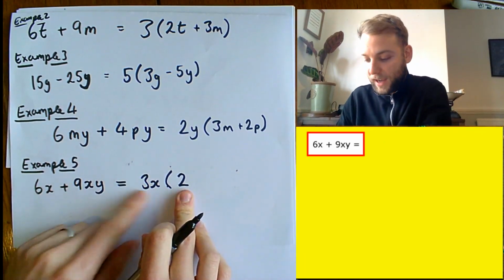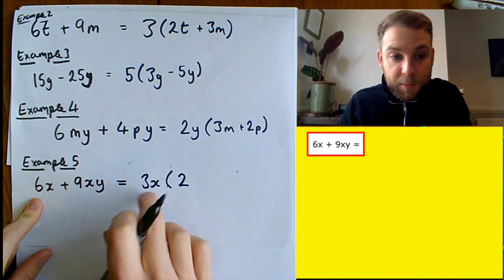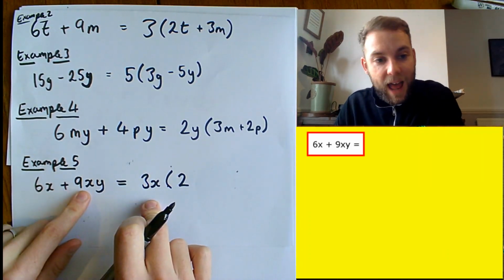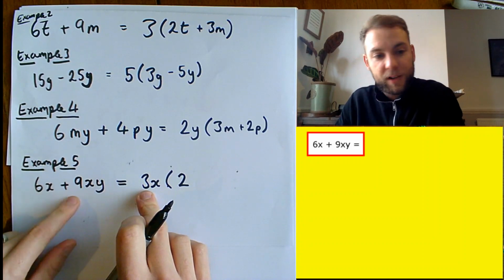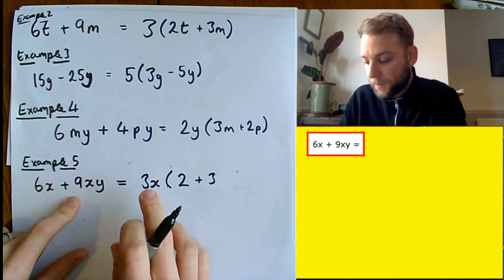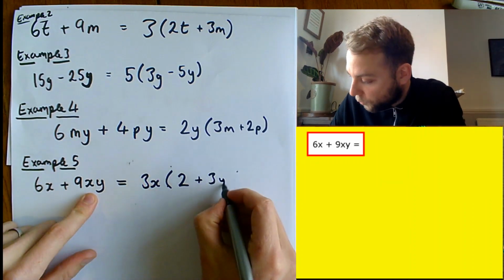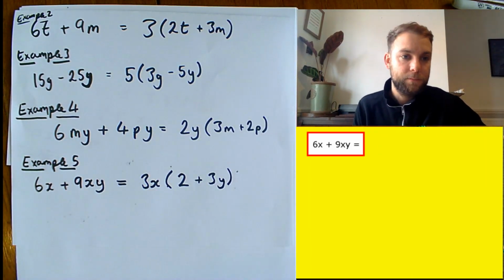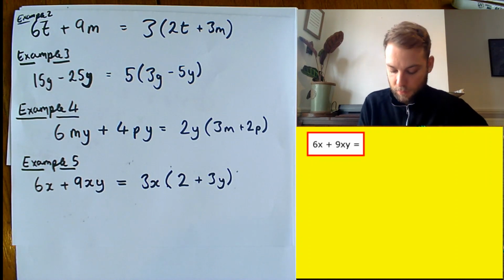2 times 3x is 6x. And what do I need to times by 3x to get 9xy? What do I need to times by 3 to get 9? The answer to that is 3. And what do I need to times by x to get xy? Well, I just need that extra y on there, like so. And that's example 5 done.